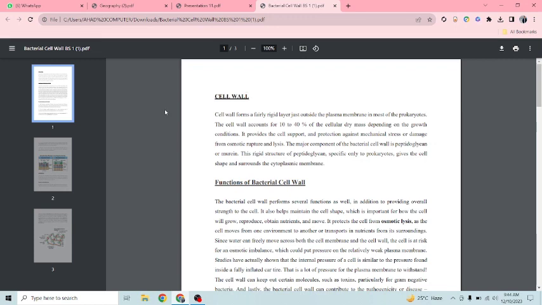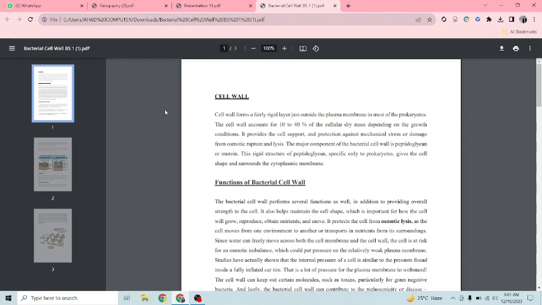So today our topic is cell wall. The cell wall forms a fairly rigid layer outside the plasma membrane in most of the prokaryotes. The cell wall accounts for 10 to 40% of the cellular dry mass depending on the growth conditions. It provides the cell support and protection against mechanical stress or damage from osmotic rupture and lysis.